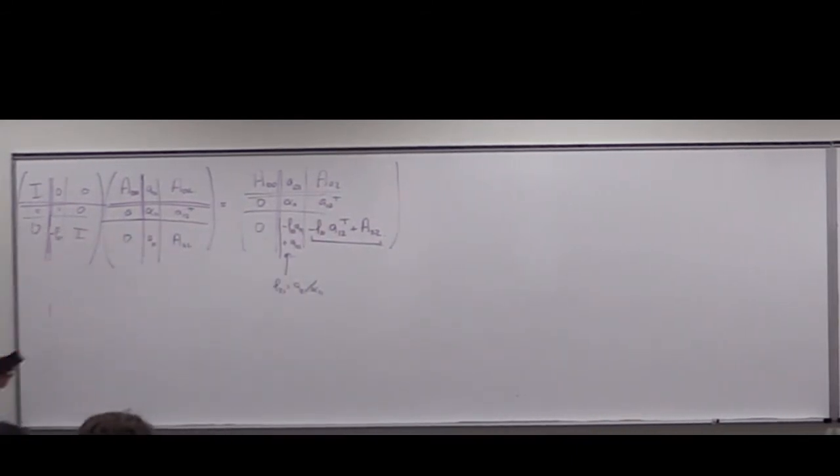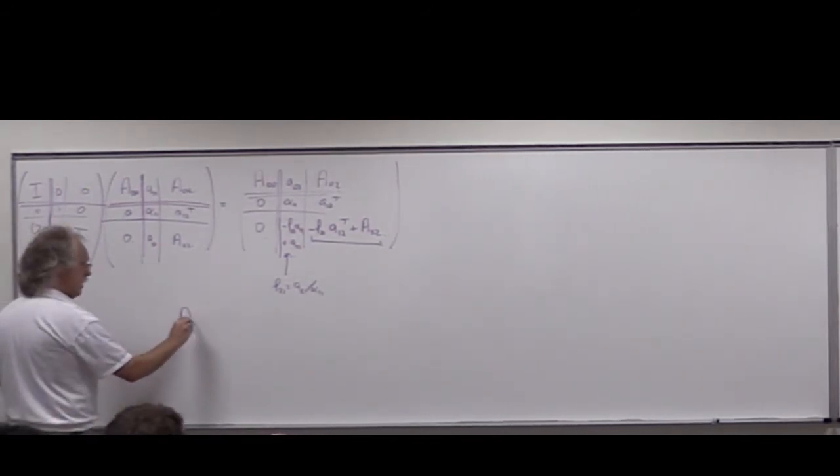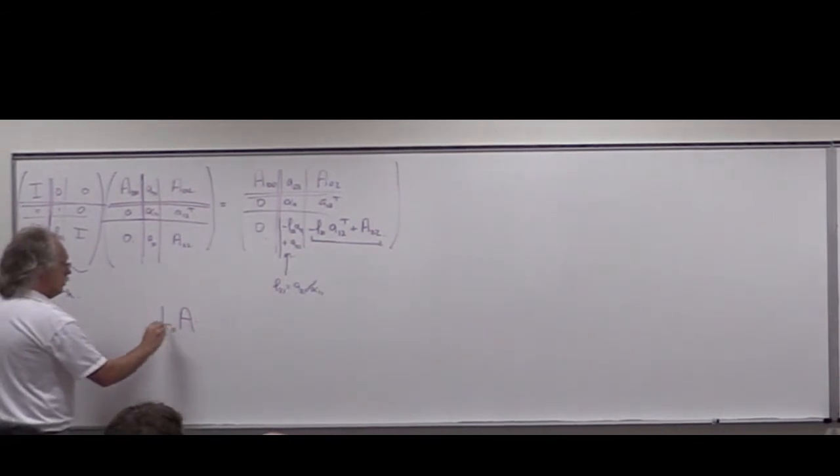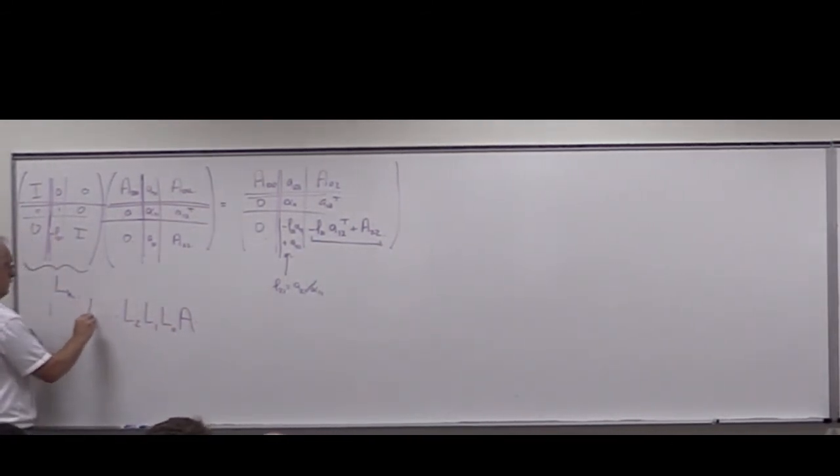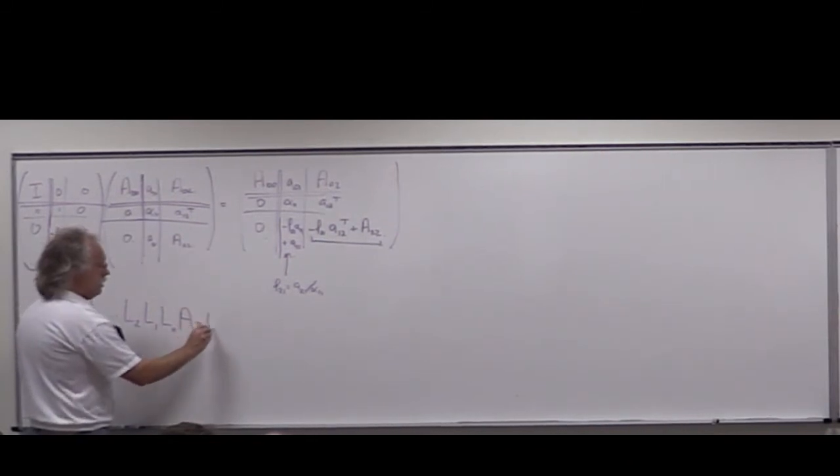And what do you notice? If we call this the kth Gauss transform, what you notice is that you start with a matrix A and you multiply a whole bunch of Gauss transforms from the left. Okay? Leaving you with an upper triangular matrix.